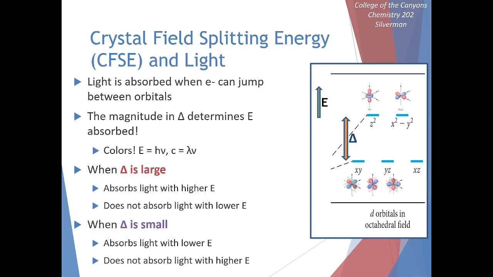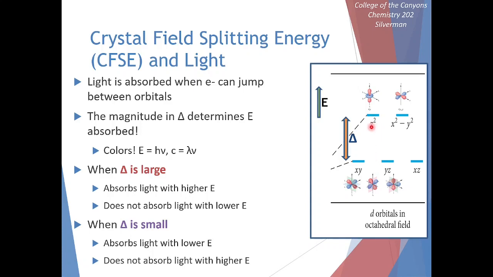With this intuition, we can start to look at some of the properties of our complexes. Well, light is absorbed when electrons move from one orbital to another orbital, just like we've seen in previous chemistry courses. Well, this relative energy between our lower energy d orbitals and higher energy d orbitals, right? This delta, this crystal field splitting energy, dictates what energy of light is absorbed by our complexes.